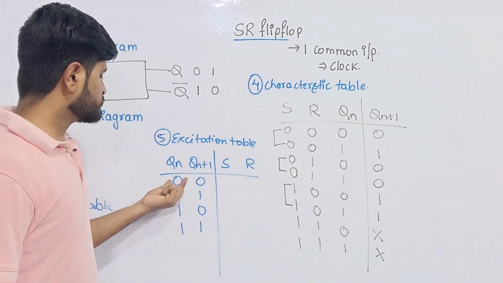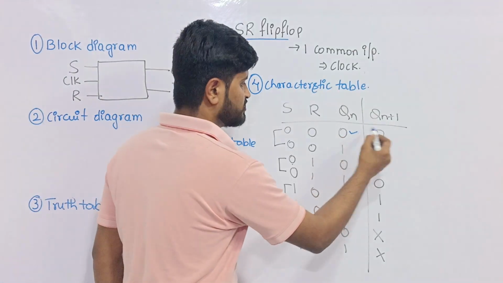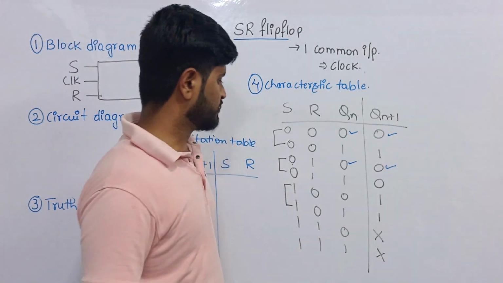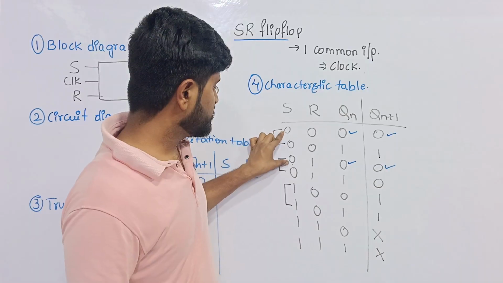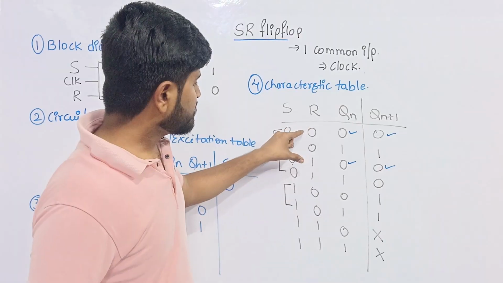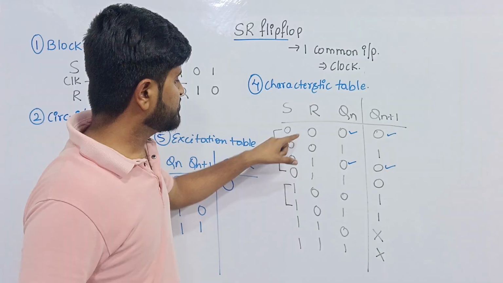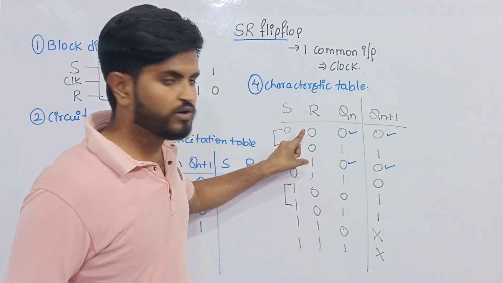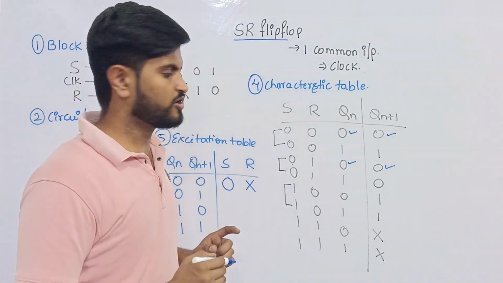When Qn value is equal to 0 and Qn plus 1 value is equal to 0, search here. Qn value is 0, Qn plus 1 value is 0. Any other possibilities? No. Here if you see, S value is 0, here also S value is 0. It is not varying, so you can write 0. Here R value is 1, but in this condition R value is 0. R value is varying, so you will write not varying, that is cross mark.